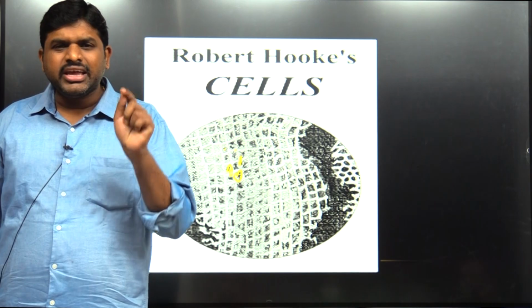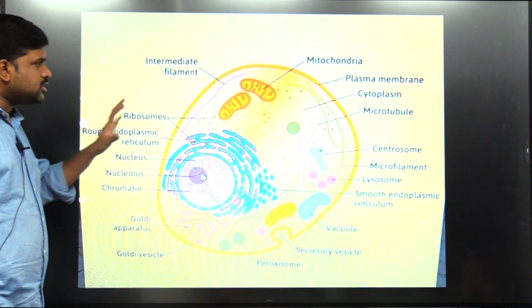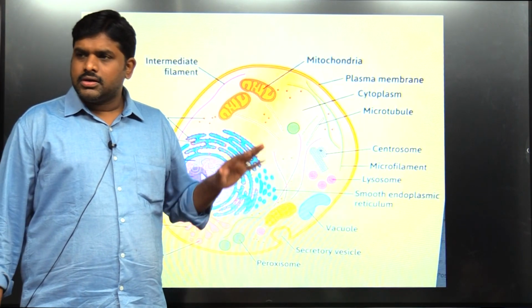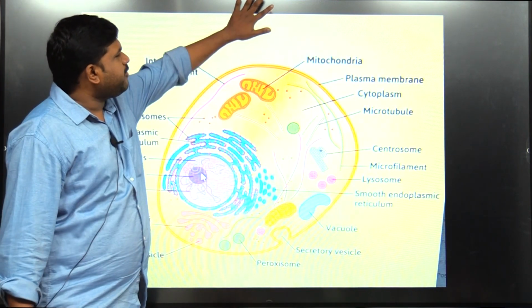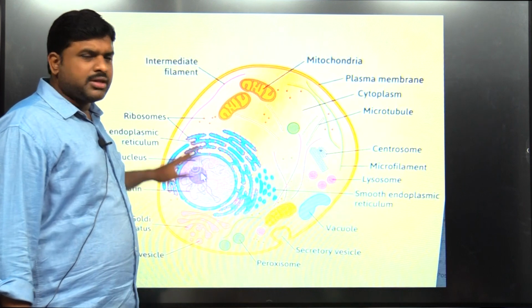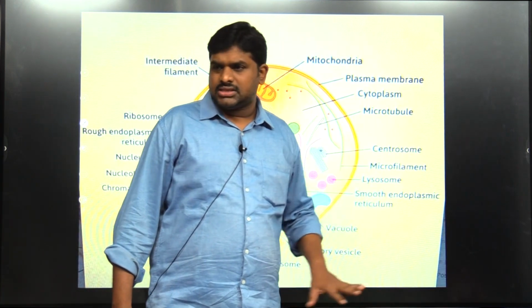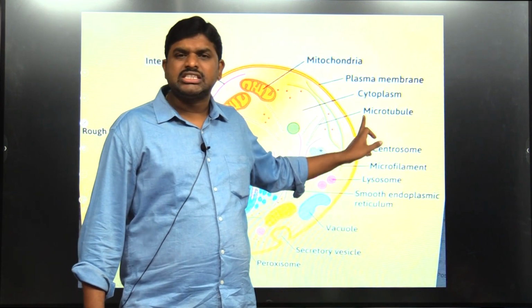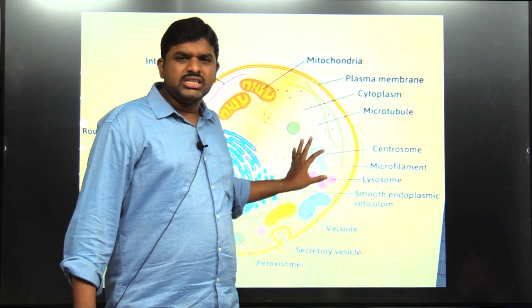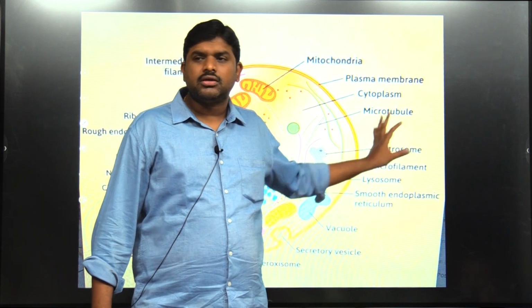These slices of cork he named as cells. So, this is the cell. This is how the cells look like. This cell is separate from other cells. So, one cell is differentiated from another cell by what? A cell membrane.